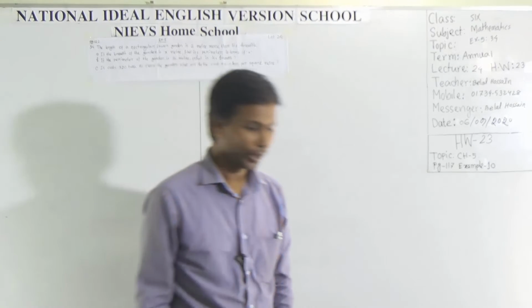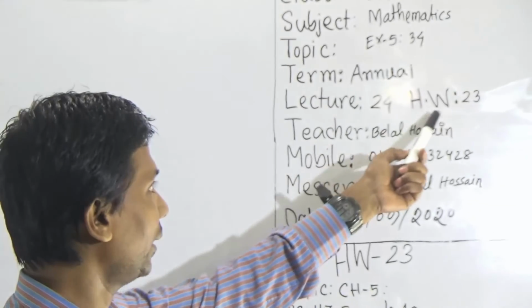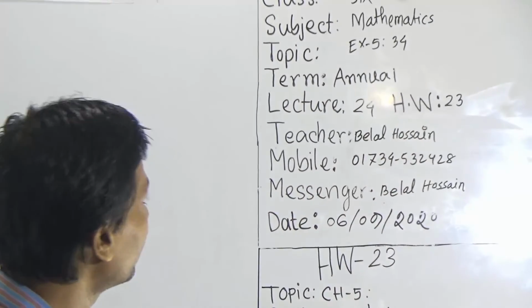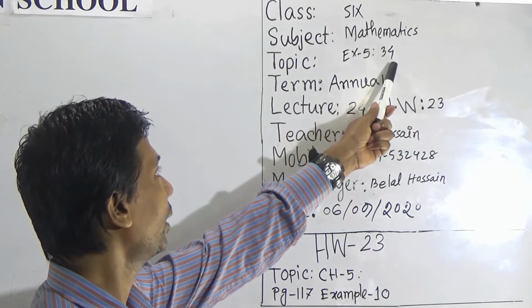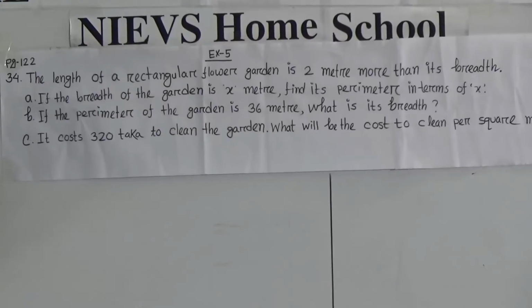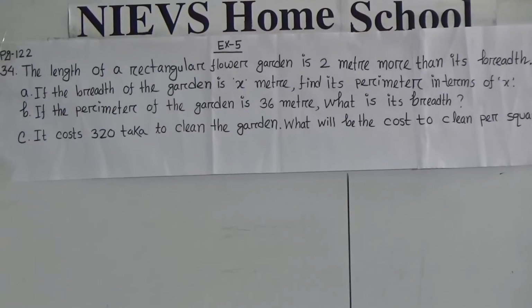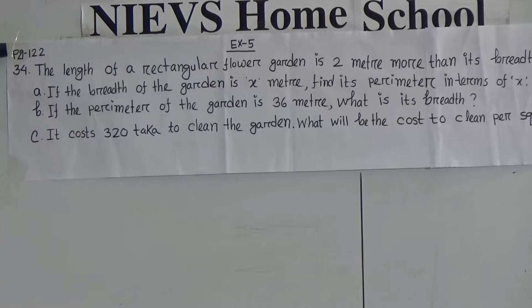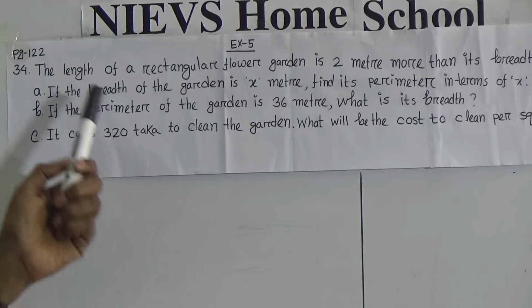Dear student, today we look at our lecture number 24 and HW number 23, and our topic is exercise 5, question number 34. Dear student, you see the exercise 5, question number 34, page number 132. This is the creative questions, and this is a very important creative question.